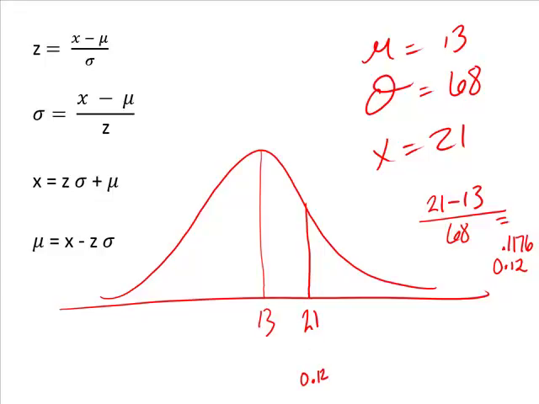Now what? Greater than, you pop it on the chart. Well, for anybody, what do you do first? You go to the chart. What's the chart tell me? What area is associated with a z-score of 0.12? 5, 4, 7, 8.